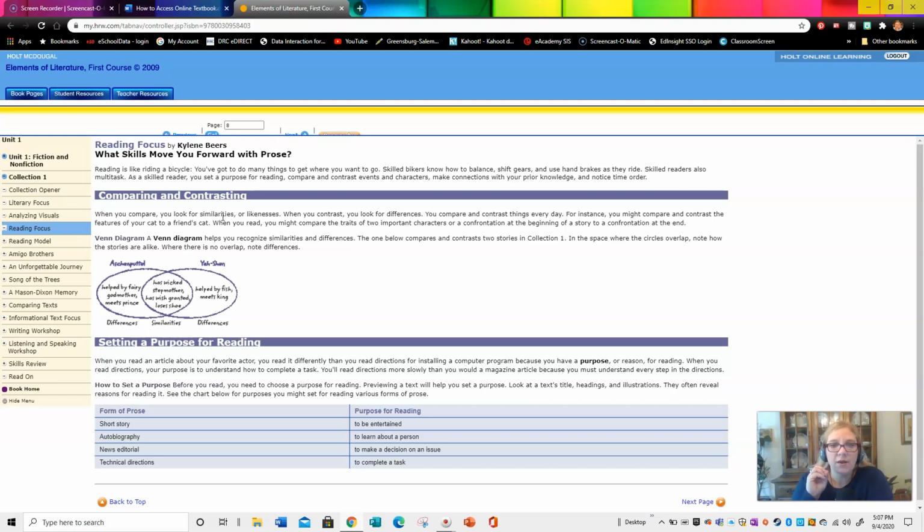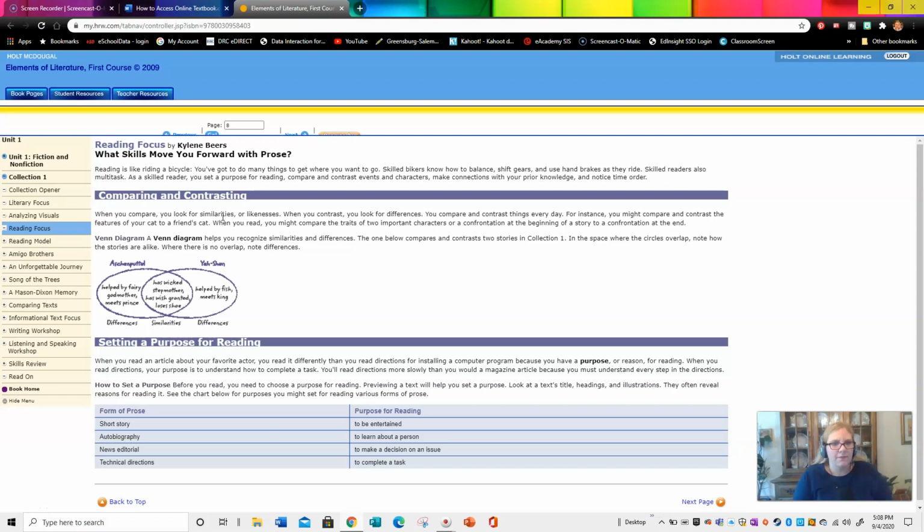For instance, you might compare and contrast the features of your cat to a friend's cat. When you read, you might compare the traits of 2 important characters, or a confrontation at the beginning of a story to a confirmation at the end.